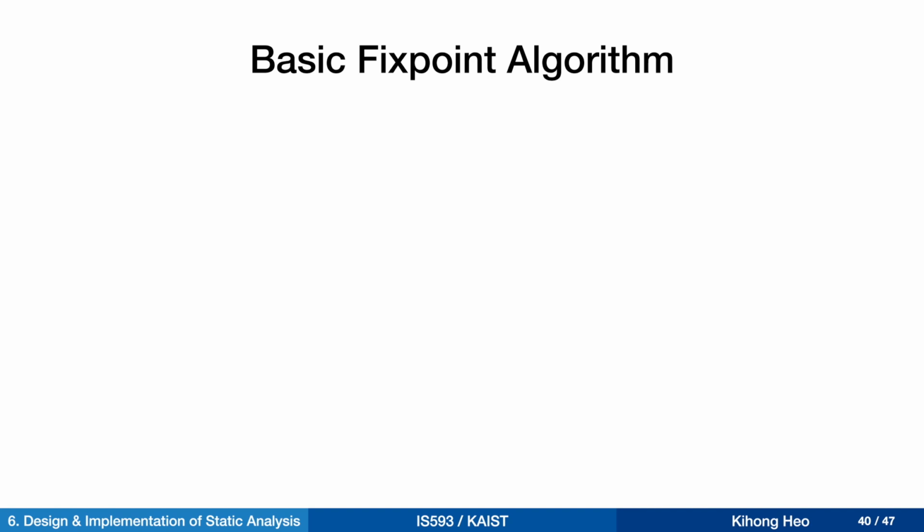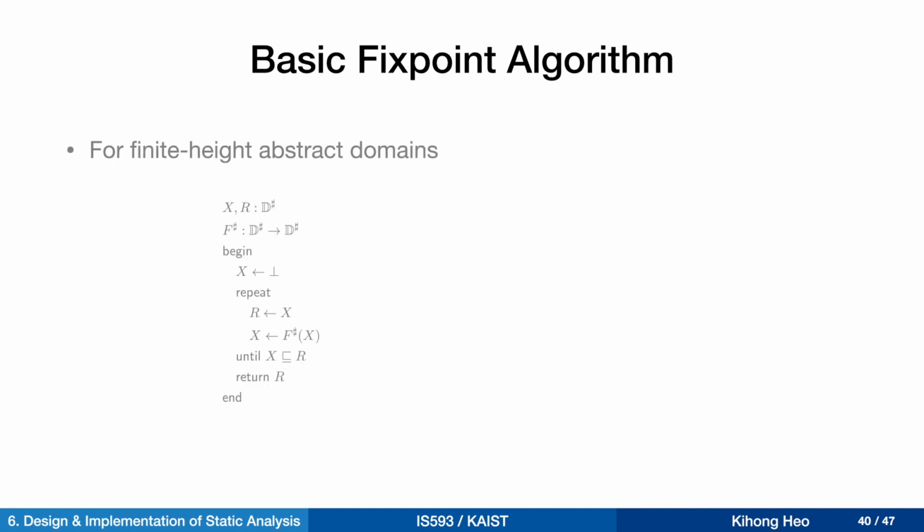So far we have designed all the components for a static analysis based on the abstract interpretation framework. From now on, let's see how to implement the static analysis. Static analysis implementation is actually all about computing a fixed point. Here, let me introduce a naive fixed point computation algorithm first. Suppose your abstract domain has finite height. Then the algorithm looks like this.